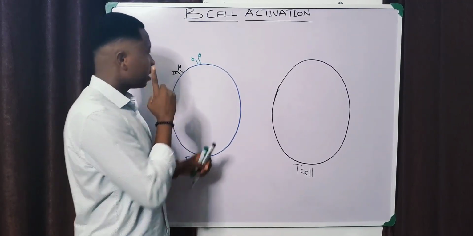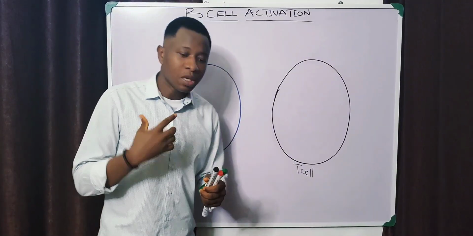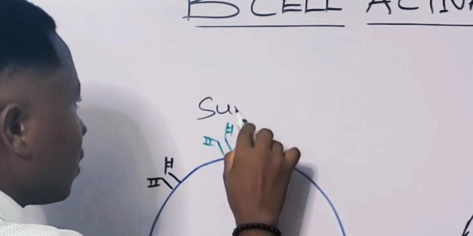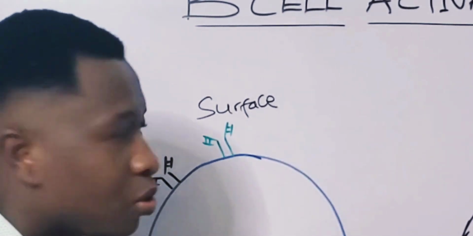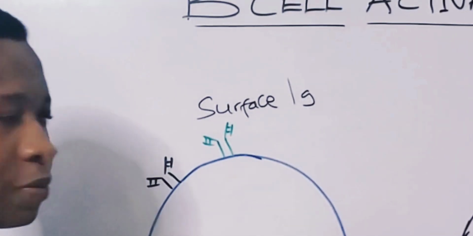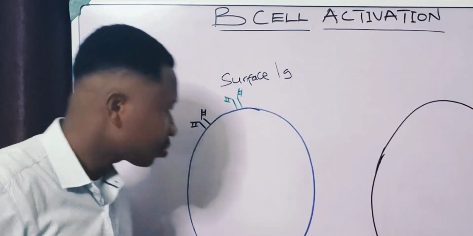The first of them is this one I have drawn, and these are called surface immunoglobulin. They are called surface antibodies, or you can call it immunoglobulin. Surface immunoglobulin. They line the surface of the B cell.